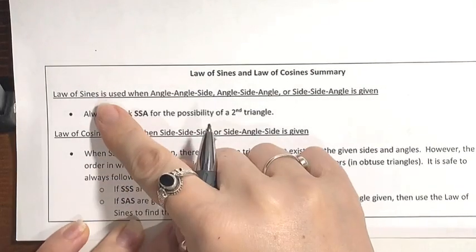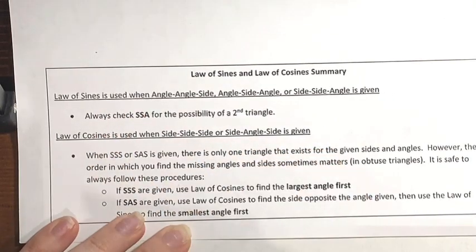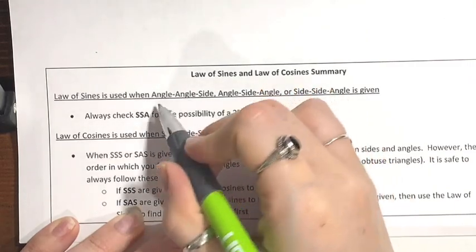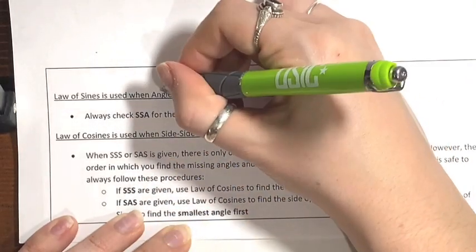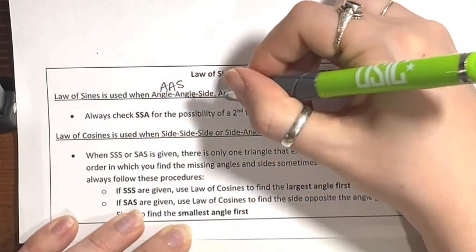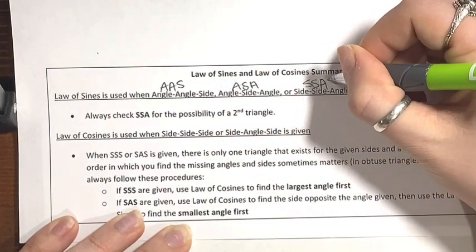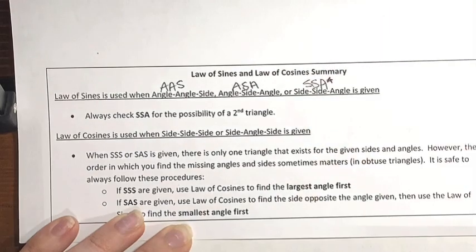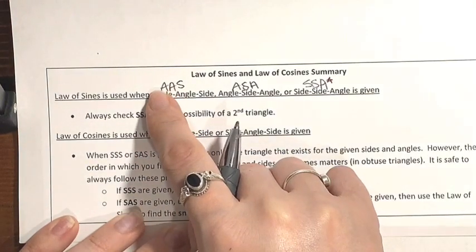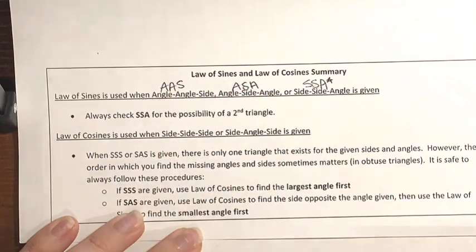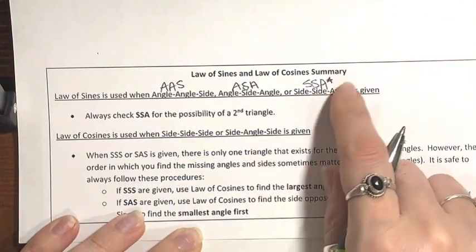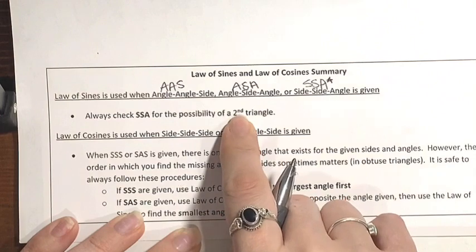You want to use law of sines when you have a pair, so when you have an angle and its opposite side. That is going to happen in these triangles. You have an angle, side, angle, or the side angle. Put a little star next to that one because that's the one that has the ambiguous case where you have to check for two triangles. So it's going to happen on more ones that have more angles versus sides, and then that lovely SSA where we have to check for the second triangle.